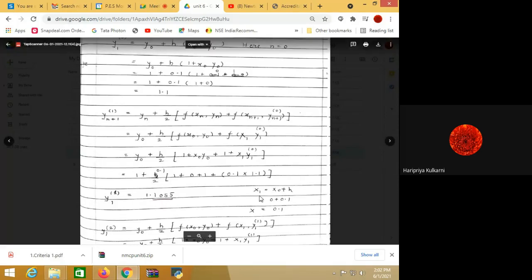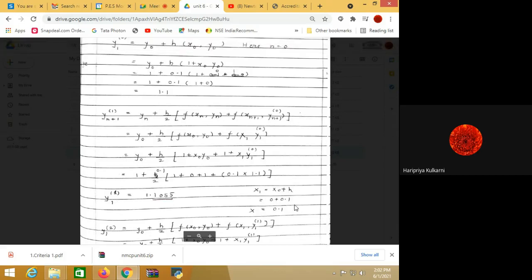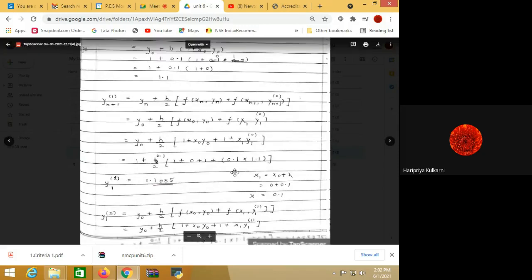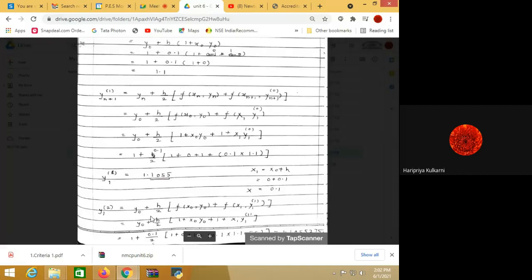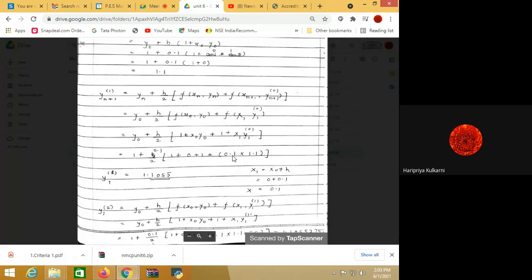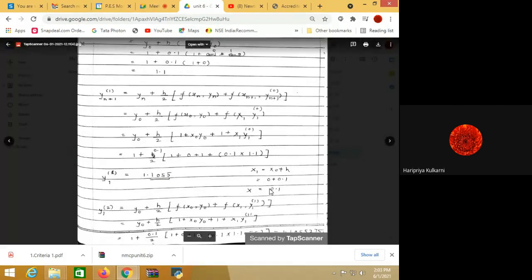What will be the next x1? h is 0.1, so 0 plus 0.1. The next x value is going to be 0.1. We are interested in finding it at 0.1 itself. So we are using the same formula here: x0 y0 here, x1 y1 here. Only the value of y we are updating. x1 is always 0.1 because the step size is 0.1. But this y1 value at the 0th iteration, this is y1 at the 0th iteration, and this is y1 at the first iteration. Now we will find y1 at the second iteration.